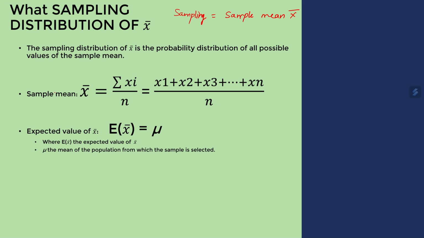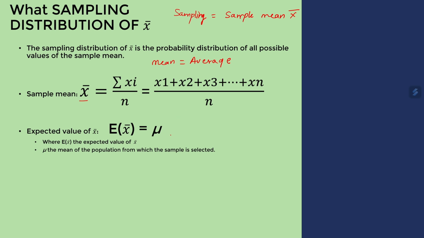Okay, so to understand what is sample mean, we must understand the formula, which is x bar equals summation of x i divided by n. It is similar to the formula of mean. So mean is our average.